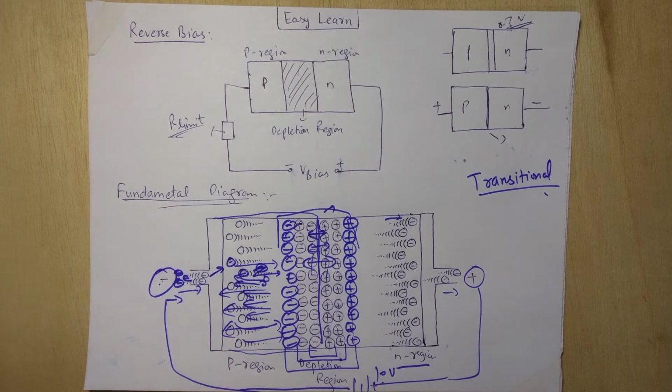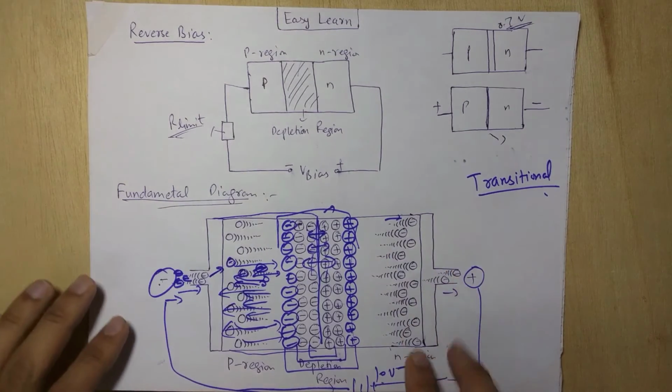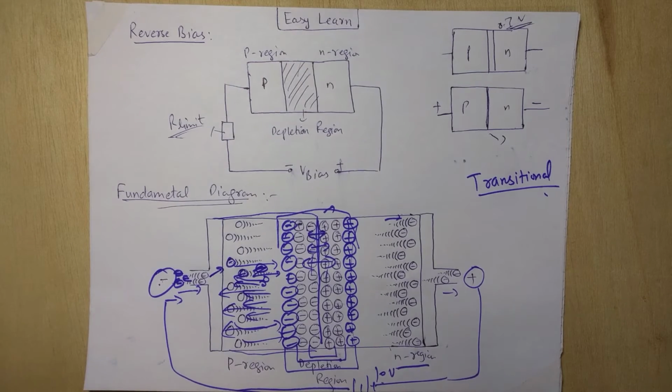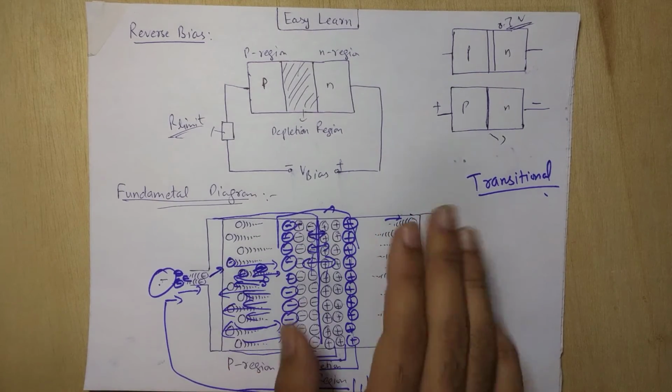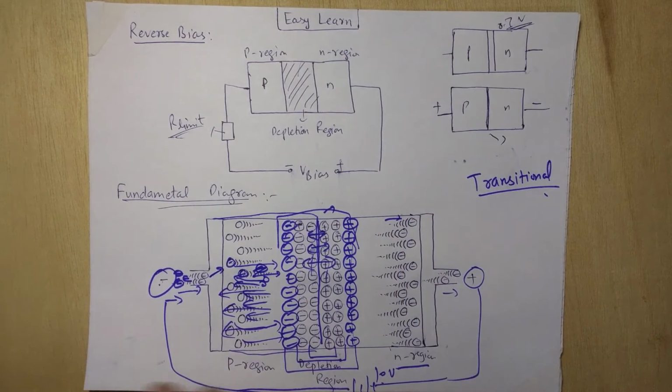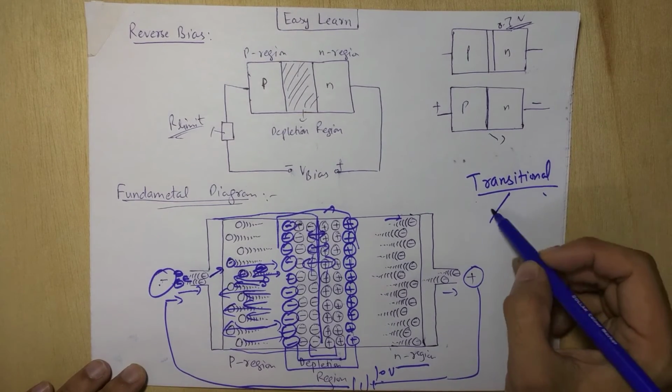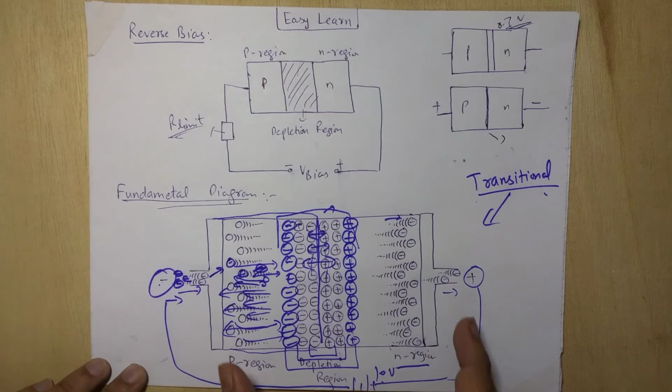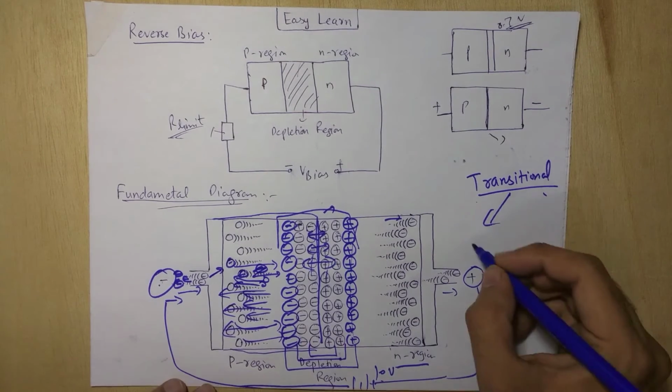At this point, the transitional current essentially ceases, except for a very small reverse current. I will show the very small reverse current. In this video, I totally focused on the majority carriers in the N region and P region. I have not discussed the minority carriers. This transitional current is totally because of the majority carriers.